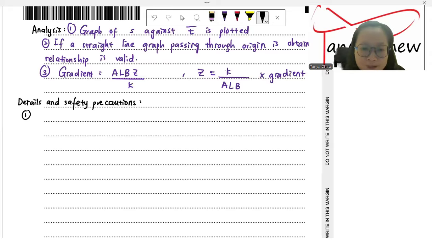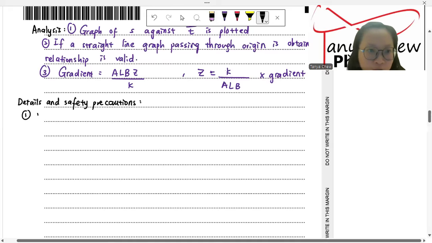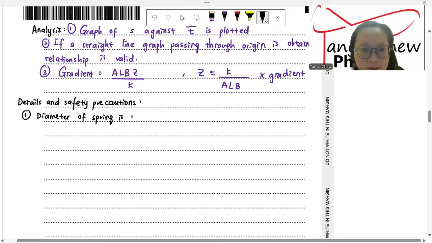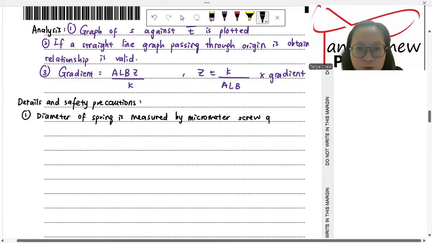Now, first of all, I say that the diameter of the spring is measured by micrometer screw gauge.